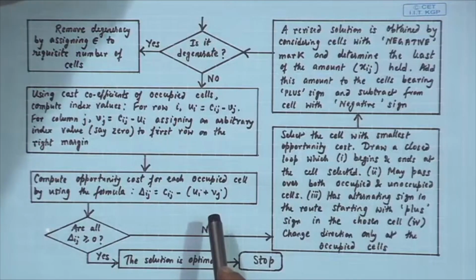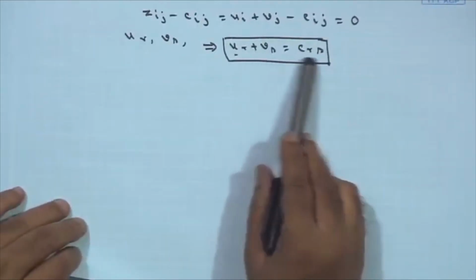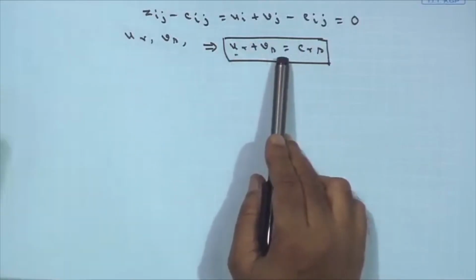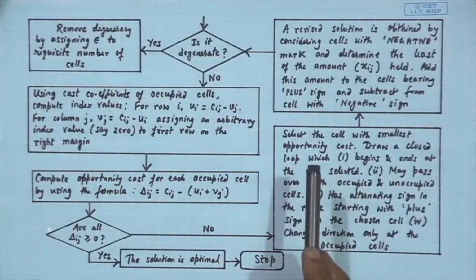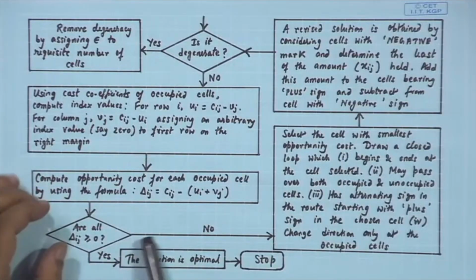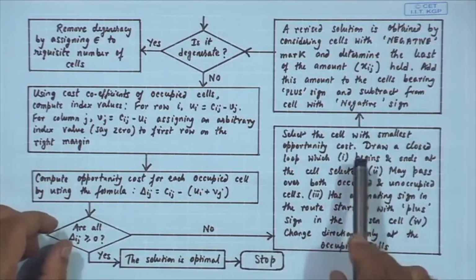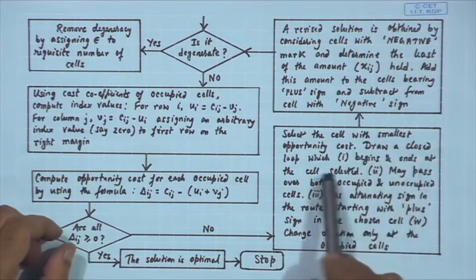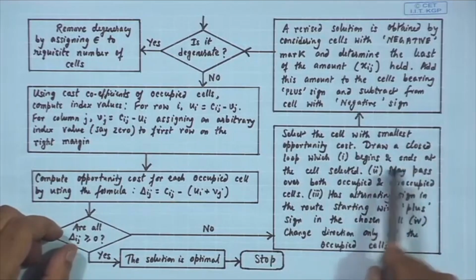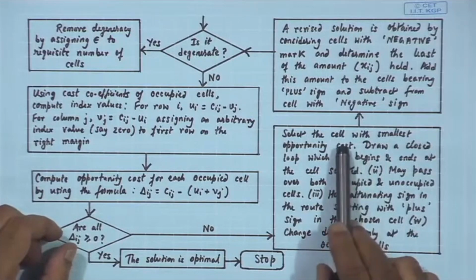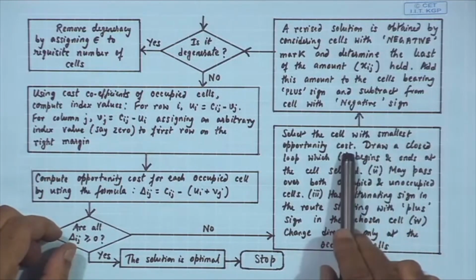Earlier also, as we were saying, I have to calculate u r plus v r minus c r s, and if this value is greater than or equal to 0, in that case the solution is optimal. If not all delta i j are greater than or equal to 0, then select the cell with the smallest opportunity cost. Draw a closed loop which begins and ends at that cell only. Please note this: select the cell with the smallest opportunity cost.